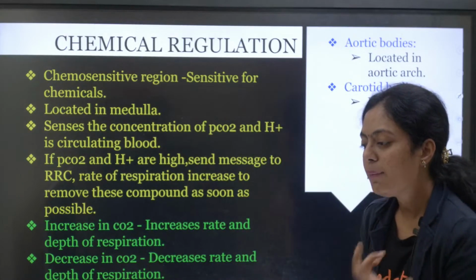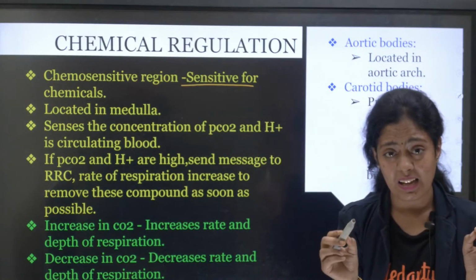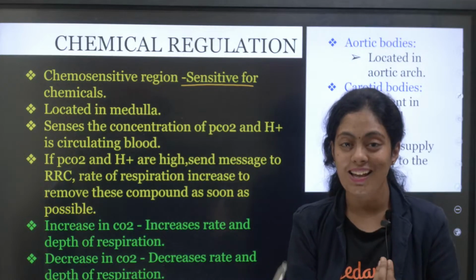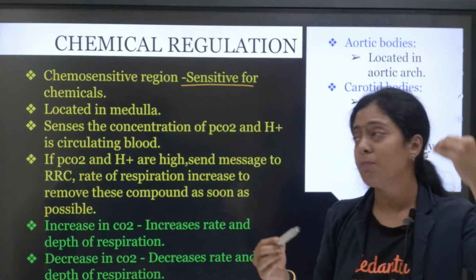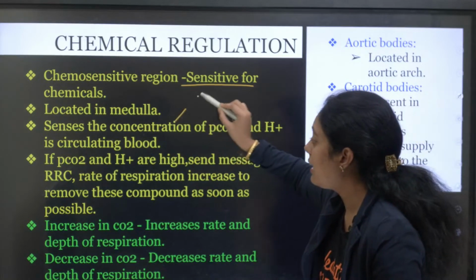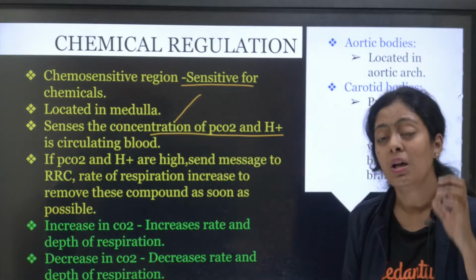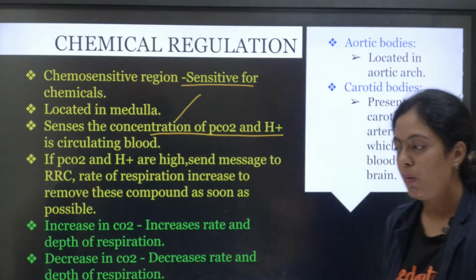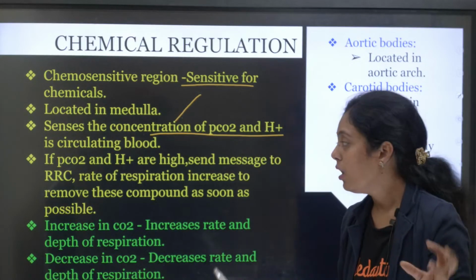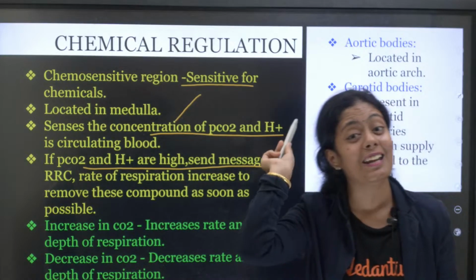Chemical regulation. The chemosensitive region: if my brain detects that something in the concentration of my blood is very toxic, this chemical regulation will happen. Where is it located? It is located in the medulla. It senses the concentration of PCO2 and H+ in the circulating blood. Just now I told you, right? We do yawning. Yawning is a chemical regulatory mechanism. If PCO2 and H+ are high, it sends a message to your respiratory rhythm center.